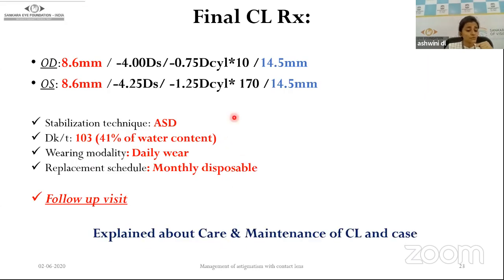When we were dispensing the final contact lens, we also explained to the patient about the care and maintenance of the contact lens, and also about the case, and how to maintain hygiene with both the contact lens and the case. So this was the final contact lens prescription for this lady.